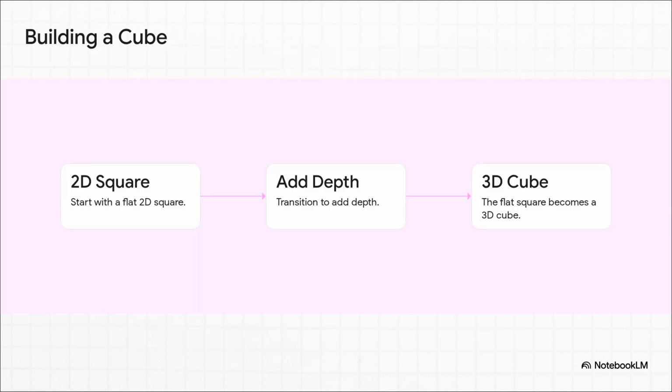Imagine starting with just a standard flat 2D square. That's step 1. Now for step 2, imagine grabbing that square and pulling it outward, stretching it right into space to add depth. Boom. Step 3, that flat square has transformed into a full, solid 3D cube. Visualizing it step by step like this is such a powerful way to see that a complex shape, like a cube, is really just a flat square with depth added to it.